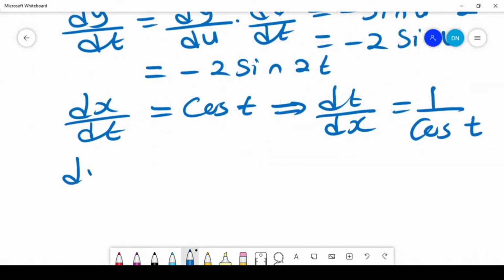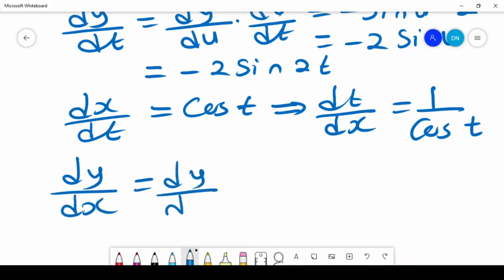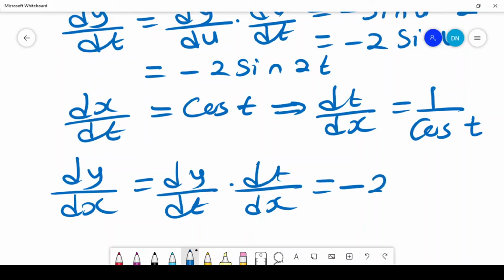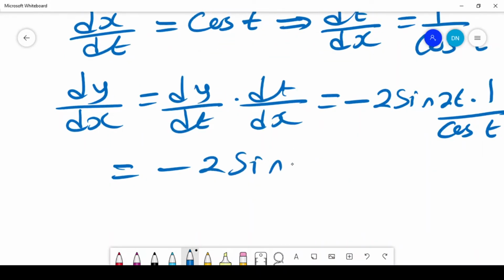So dy/dx will equal dy/dt times dt/dx, which is negative 2 sine 2t times 1 over cos t. So that would give me the solution to that first derivative: negative 2 sine 2t divided by the cos of t. So that is a solution that you could leave there.